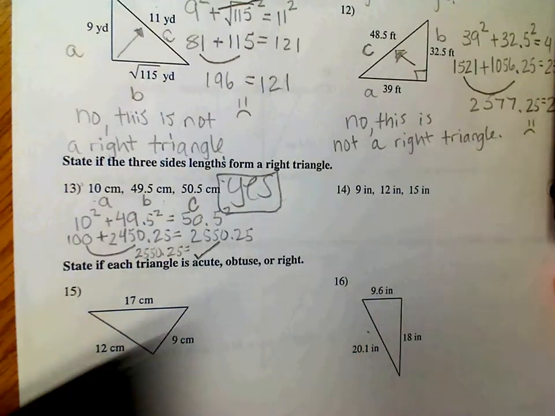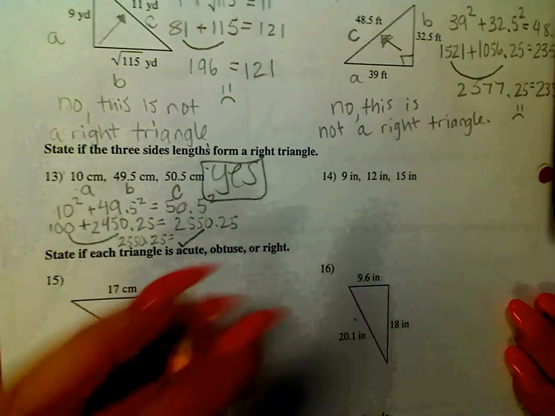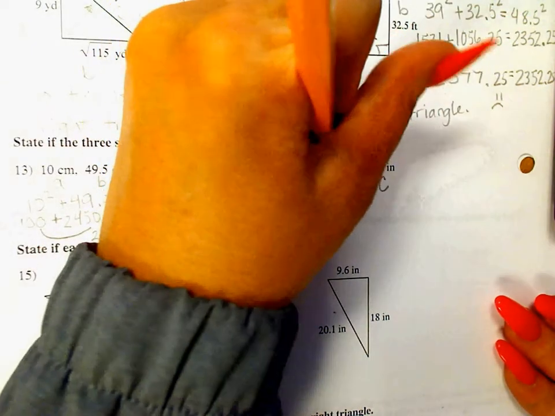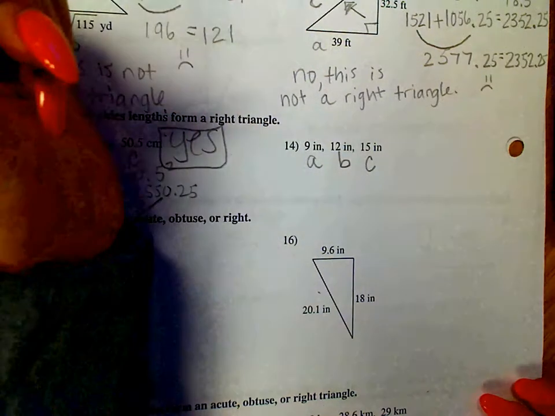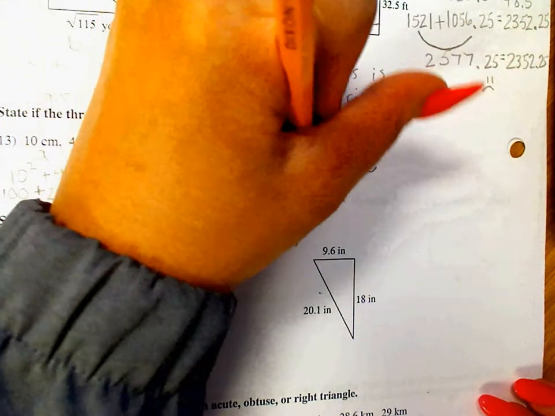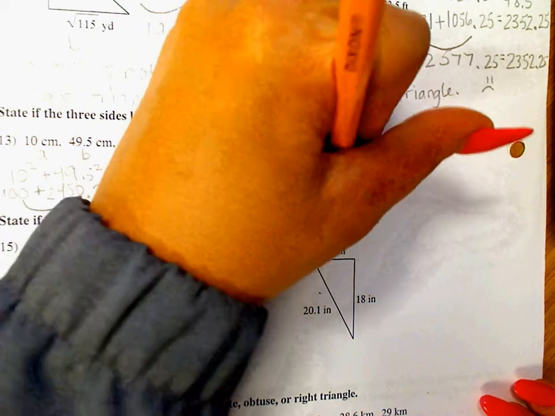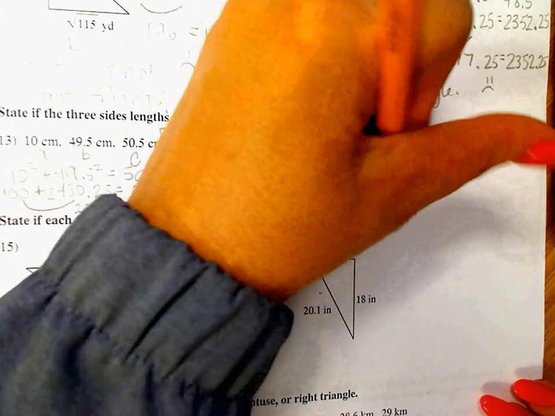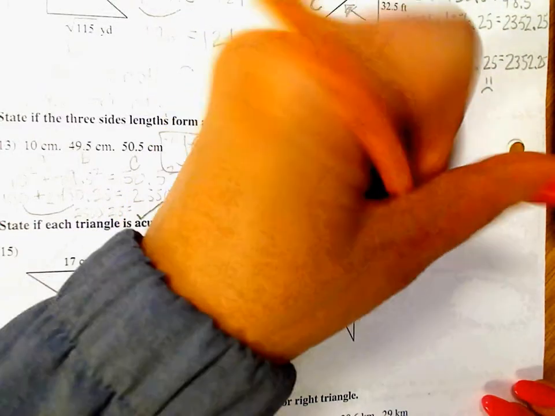Okay. 9, 12, and 15. We already did this one on the top, but let's do it again. So this one is C. This one A. This one B. So 9 squared, 81, plus 12 squared, 144, equals 15 squared, 225. These do add up to 225. So the answer is yes.